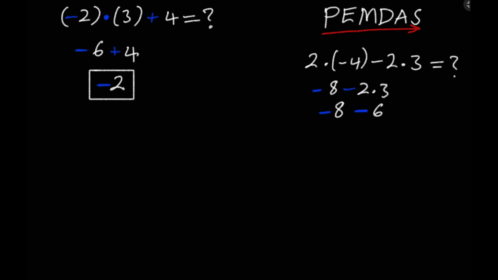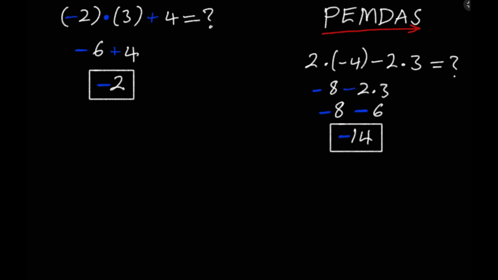Now we have two negatives, okay? Now whenever the signs are the same, remember, we add the magnitude of the numbers and then maintain the sign, okay? So 8 plus 6 is 14, and then we maintain the sign that is negative. And this is the final answer to this question.